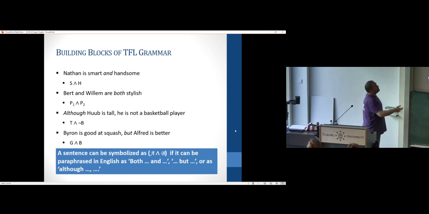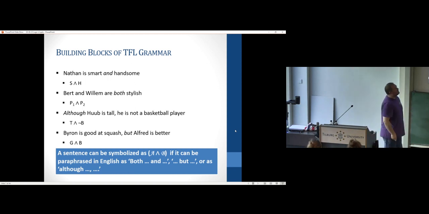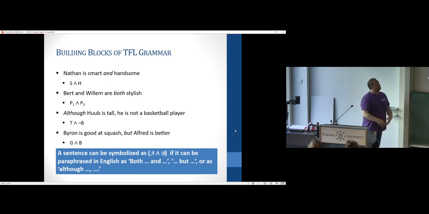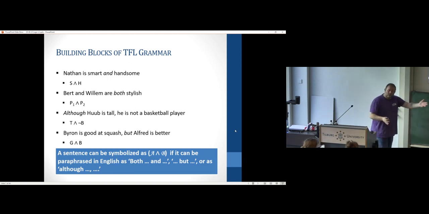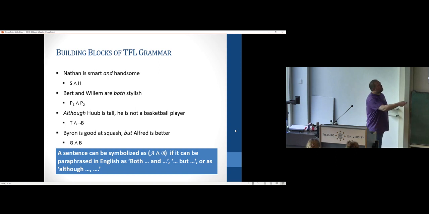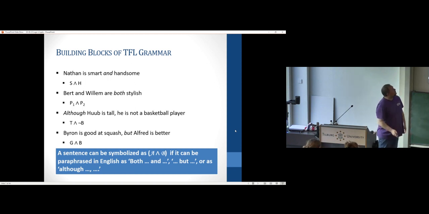So we can then say a sentence can be symbolized as brackets, conjunction, close brackets. It can be paraphrased in English as both and, but, or although. Different ways to get to this same logical form. Cool. Good so far? Okay. 2 out of 5. Doing well.